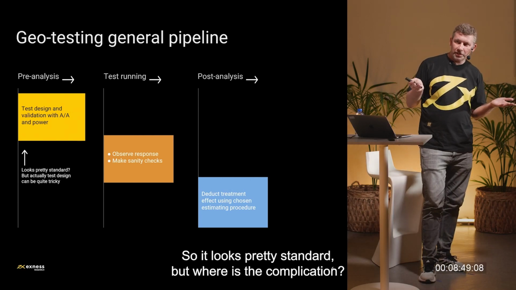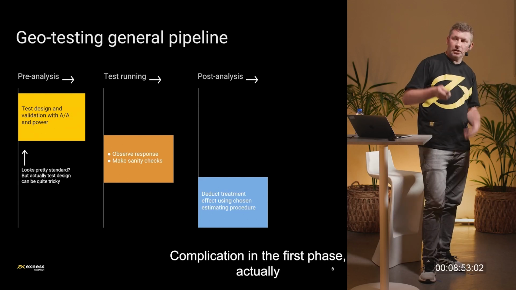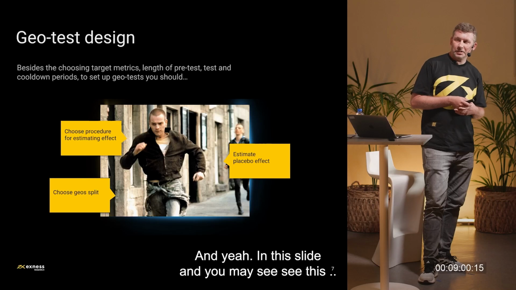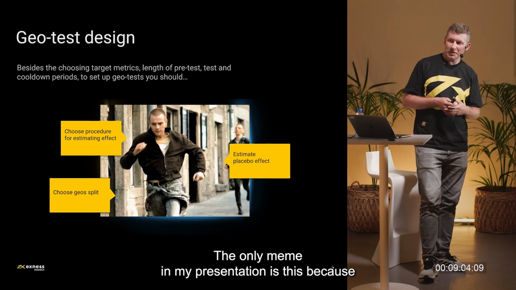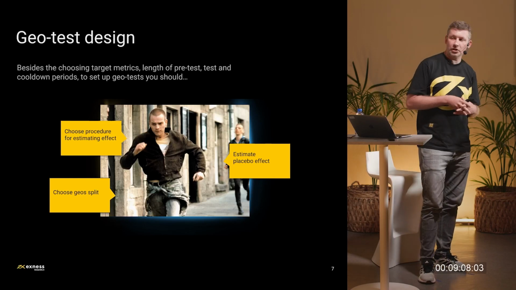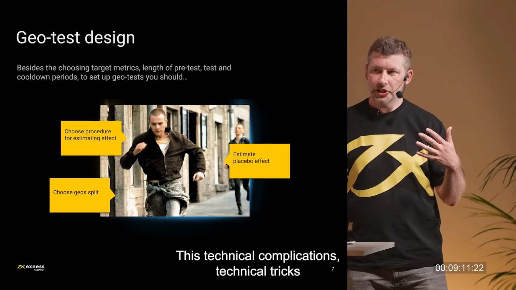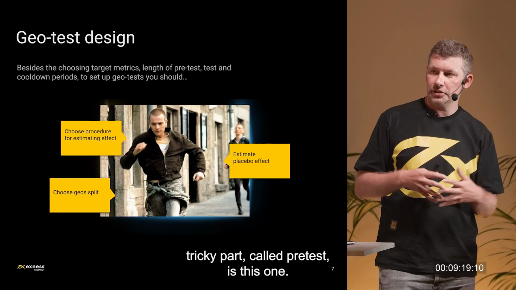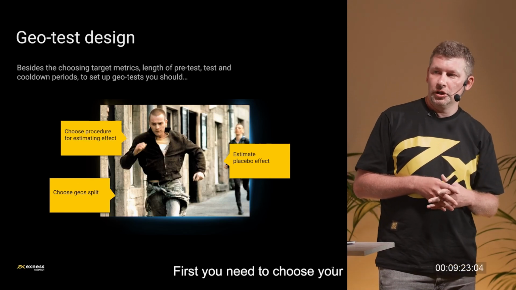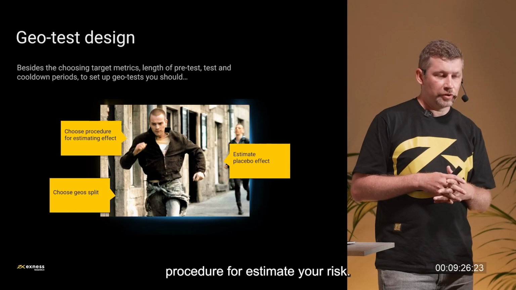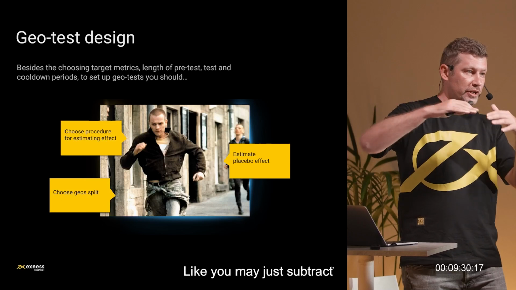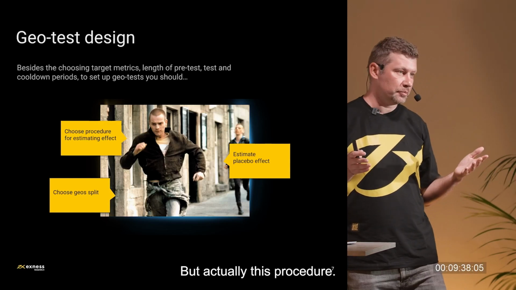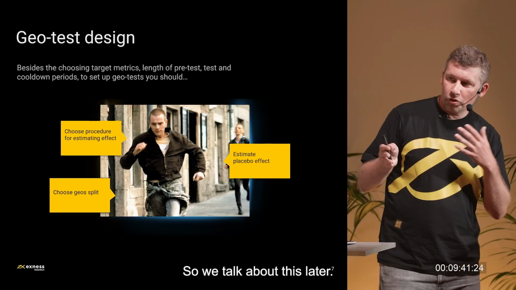So it looks pretty standard, but where is the complication? The complication is the first phase, actually, pre-analysis. On this slide you may see the only memory in my presentation, because this is the central part of my presentation. These technical complications, technical tricks which you should involve in this tricky part called pretest, are as follows. First, you need to choose your procedure to estimate your effect. It could be easy, like I showed you, where you may just subtract control from test, but actually this procedure has its own drawbacks, so we'll talk about that later.